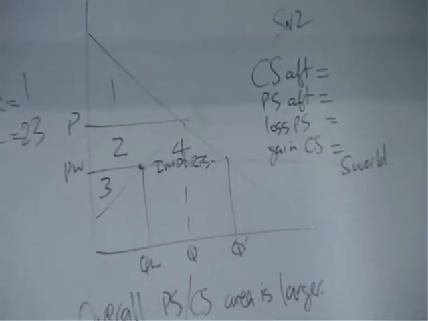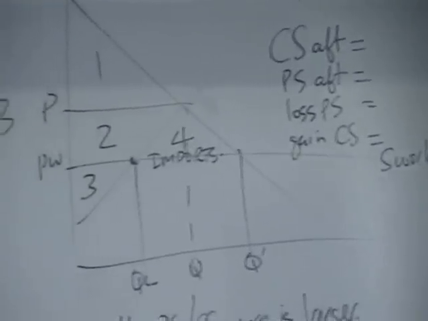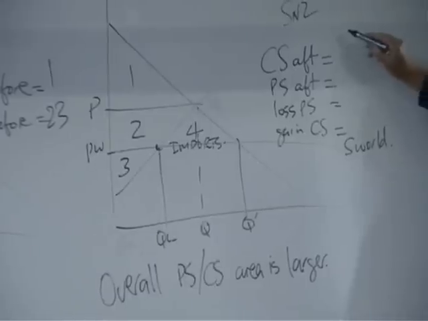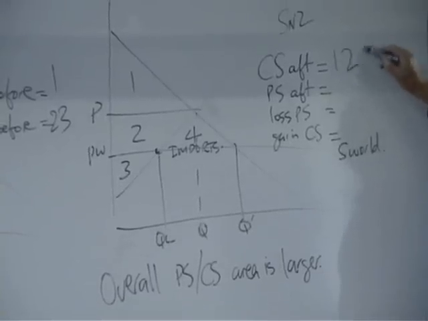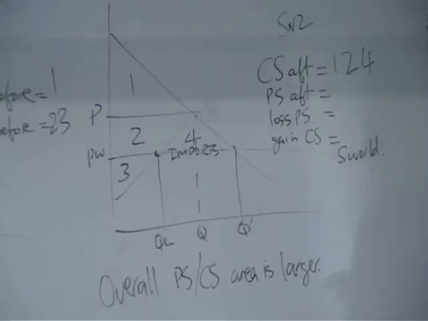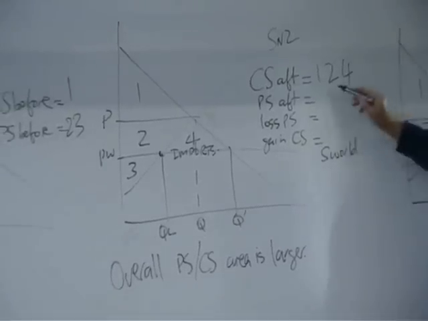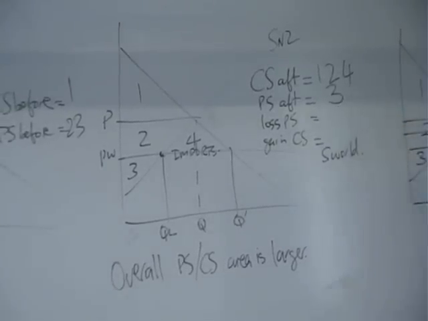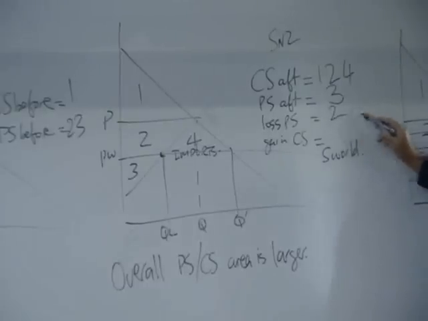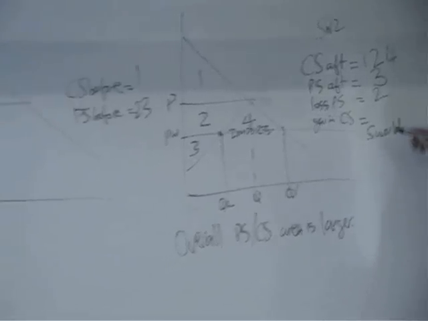Now looking at the CS and the PS after, the CS after is 1, 2 and 4. The PS after is 3. The loss of PS, you look at the diagram before and after and you will see that we've lost area 2. And the gain of CS is 2 and 4.